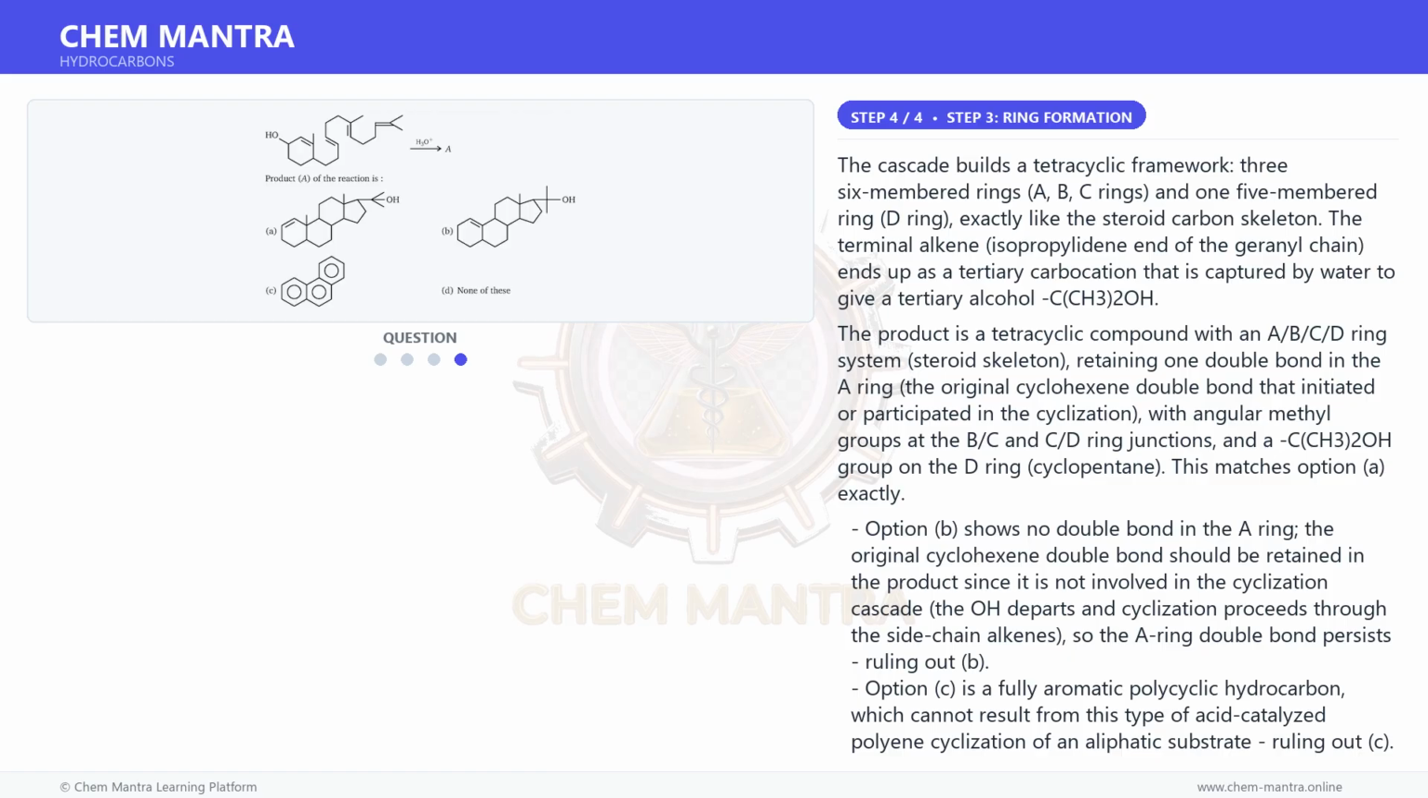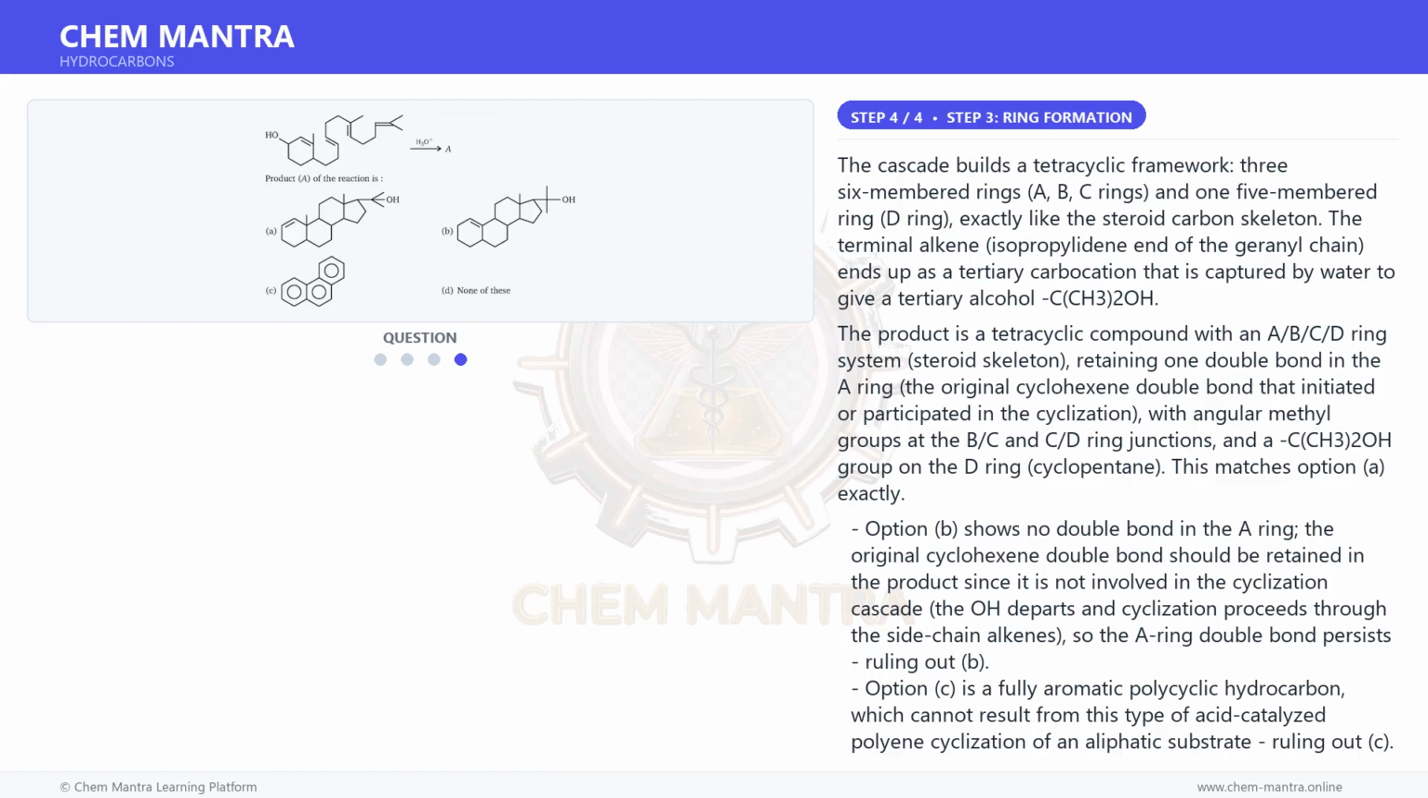The product is a tetracyclic compound with an ABCD ring system, a steroid skeleton, retaining one double bond in the A ring, the original cyclohexene double bond that initiated or participated in the cyclization, with angular methyl groups at the BC and CD ring junctions and a C(CH3)2OH group on the D ring, the cyclopentane. This matches option A exactly.